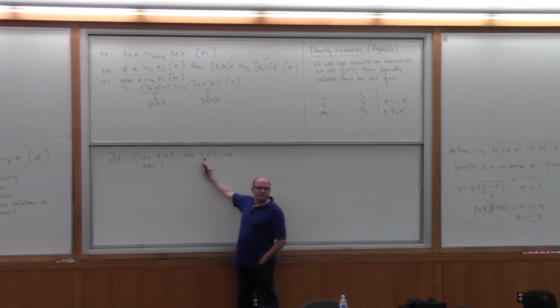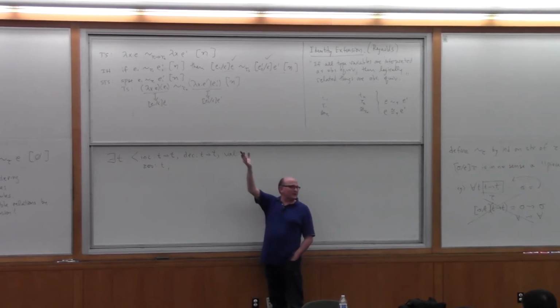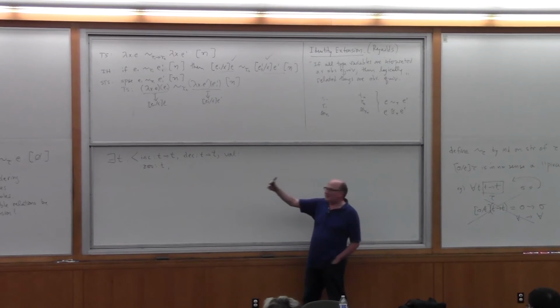Increment T to T, and then value. Increment T to T, and then value. Value, which is exactly what I was going to write. Great minds think alike. We've been working together for so many years, I even know what he would write.